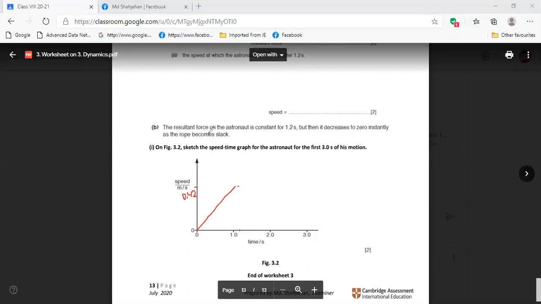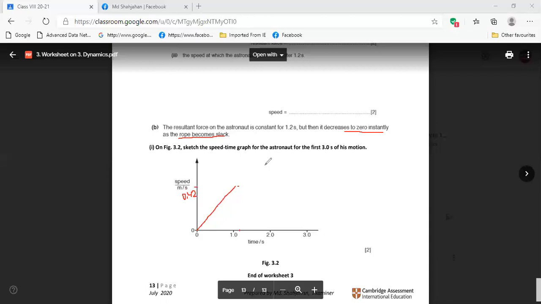the resultant force on the astronaut is constant for 1.2 seconds. That means if resultant force is constant, then acceleration is also constant. But then it decreases to zero instantly. That means the acceleration and the resultant force is zero. So acceleration is zero, right? Yes, as the rope becomes slack.